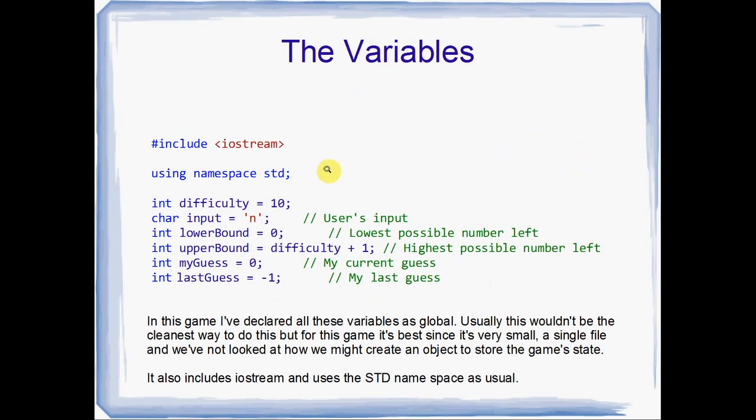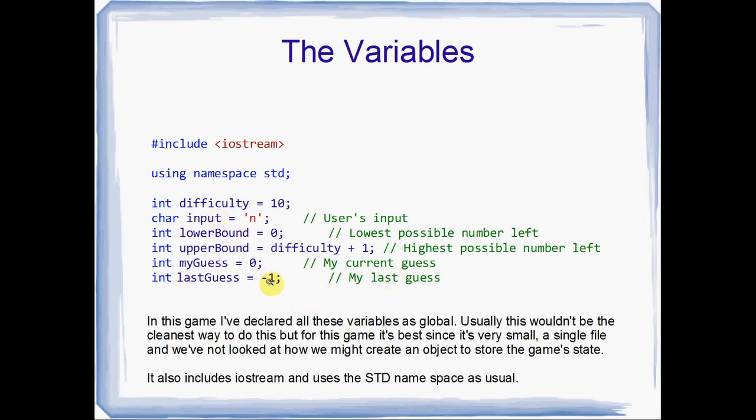Okay, so we're just going to start going through it. The variables in the game... well, first off, I've got to include iostream and using namespace std. But then I've got 6 variables in the game. And I've actually put these outside of any function, so they're global variables. They're available to every function.